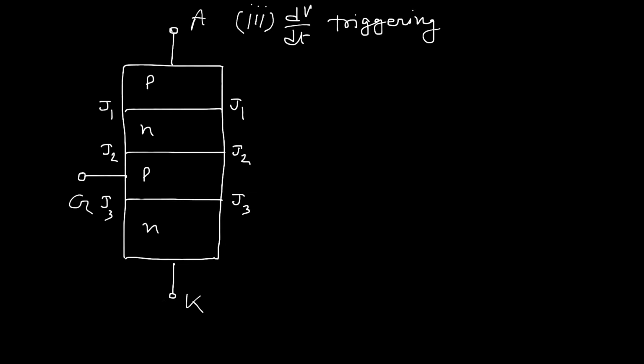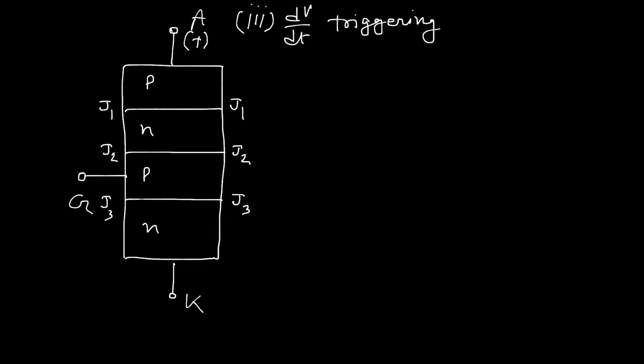So how is it possible? If we increase the anode voltage more positive with respect to the cathode gradually, then there is a tendency to form a depletion layer across junction J2. Once the anode voltage reaches above the breakover voltage of the thyristor, the depletion layer vanishes across junction J2 and current easily conducts throughout the device.